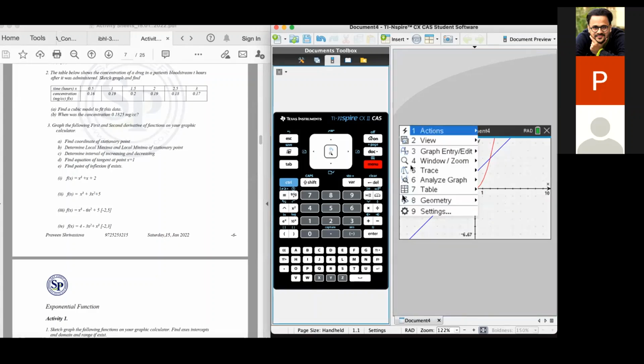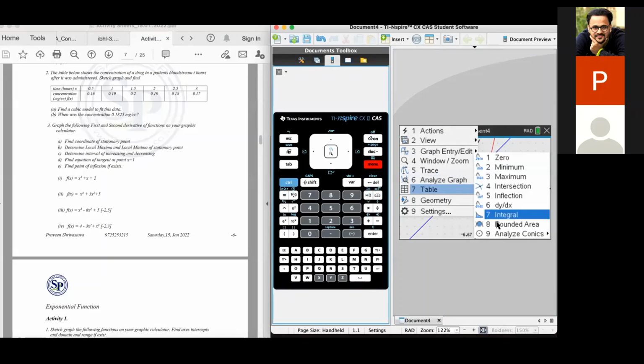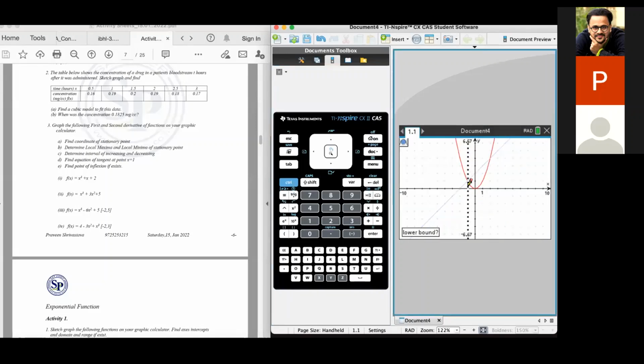So now menu, analyze graph, and then you need to take it from this part. And you need to drag it. As you will drag it, you will get the area, which is 4.51. Same manner, we can do with the calculator mode.